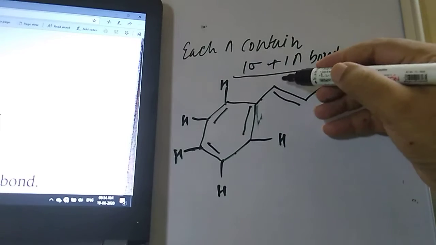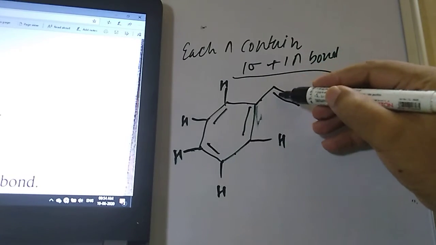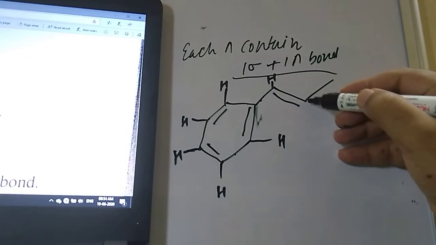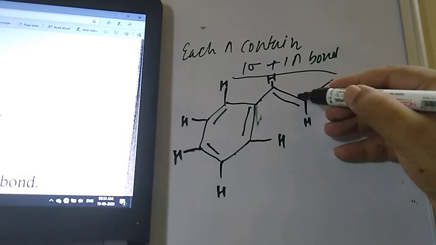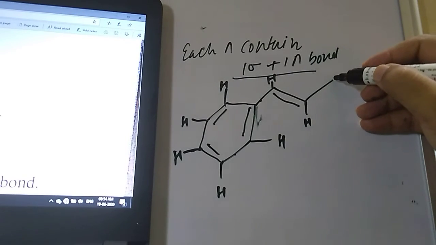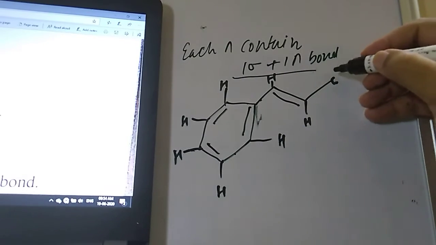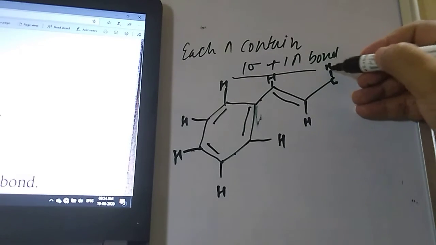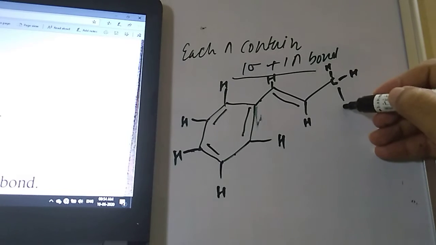1, 2, 3, 4. For this carbon, student, 1, 2, 3, so on the top here is hydrogen. For this one, 1, 2, 3, so here is hydrogen, 1, 2, 3, 4 now. And in the last position, only one carbon is there, student. So in this position we have to finish the valency: one bond, 2 bond, 3 bond, and 4 bond.